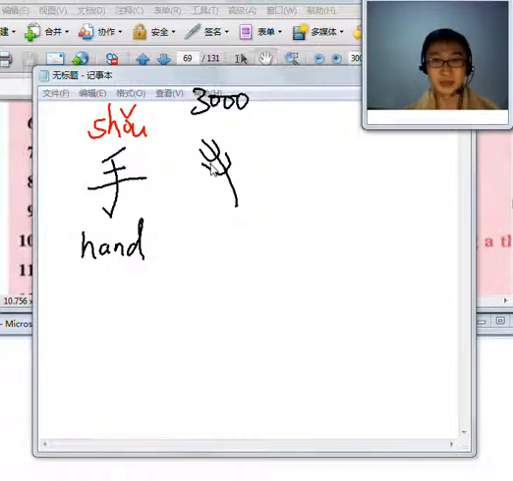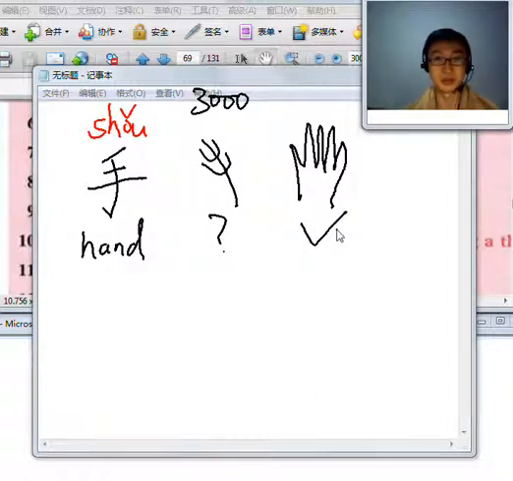So you may have a question. If I draw the hand, I will write this way. Okay, this is hand. Why this way? I don't understand. Why this? It should be this, right? I got the same question. Well, many years ago, I tried to study the very, very old Chinese characters. Why not this? Why this? Then I realized something about the hand.